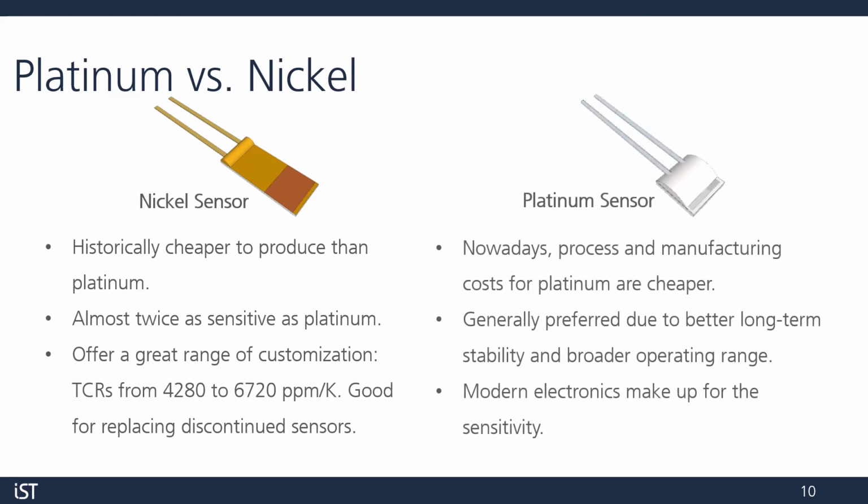Now on to platinum. Nowadays, the process and manufacturing costs for nickel sensors are higher than those of platinum. Since platinum sensors already boast better long-term stability and a broader operating range, platinum sensors are generally preferred. Plus, modern electronics make up for the difference in sensitivity between the two sensor types.